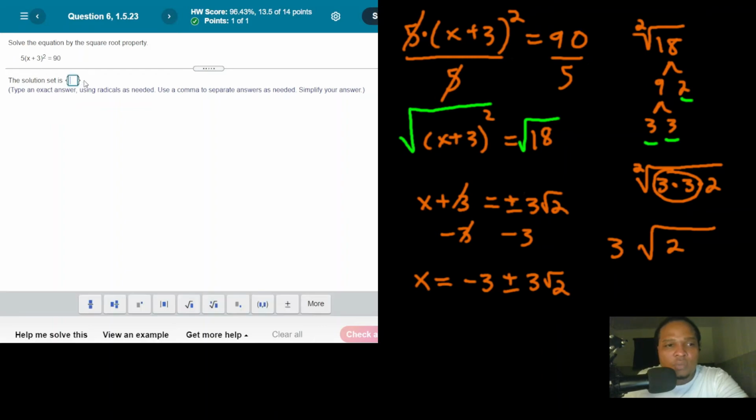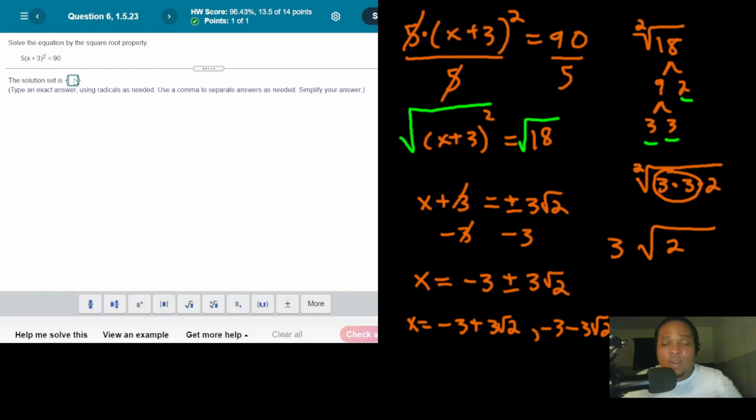So the solution set is going to be x is equal to negative 3 plus, we need the positive version, plus 3 radical 2, comma, negative 3. What's going on with me today? It's pretty late. It's like 3:37 a.m. I'm doing this. All right, minus 3 radical 2.